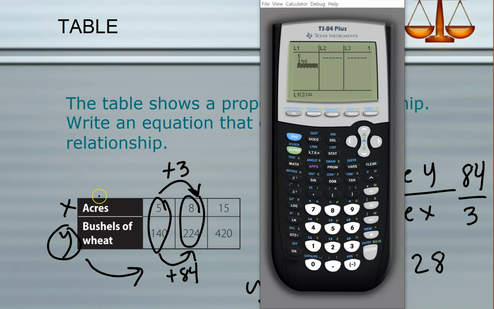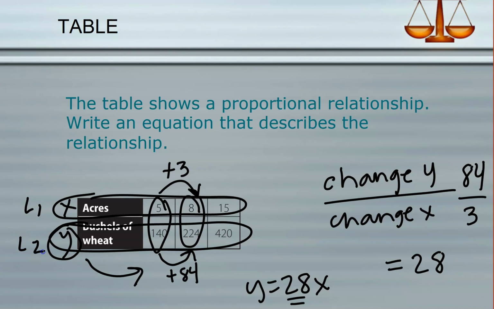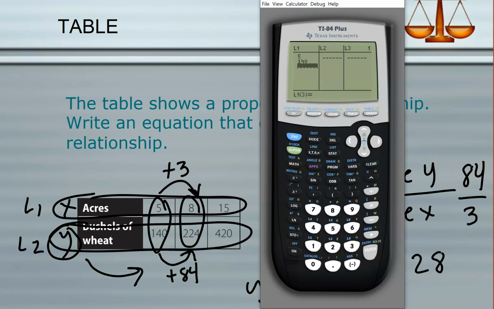No. Remember that this is your x. This is your y. So what they did here is that they flipped the table. So you have to be careful. This is your L1. This is your L2. All right. So let me clear this out again. So x, we have 5 and 8. And then the y for 5 is 140. And then the y for 8 is 224.